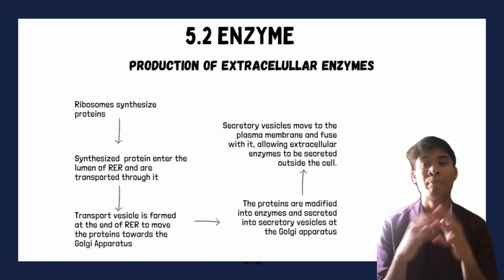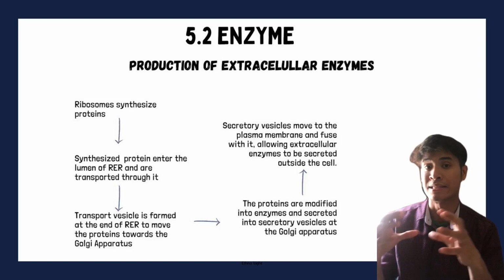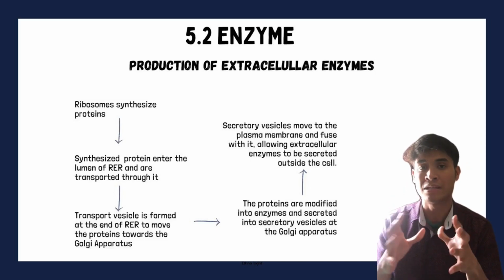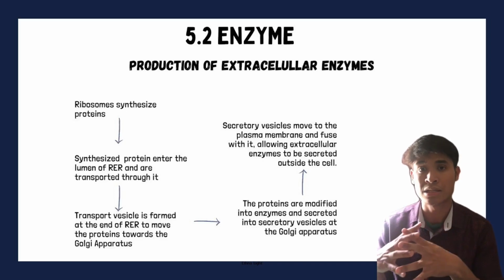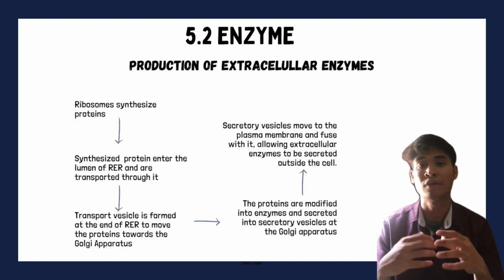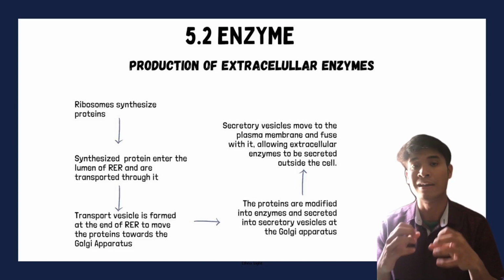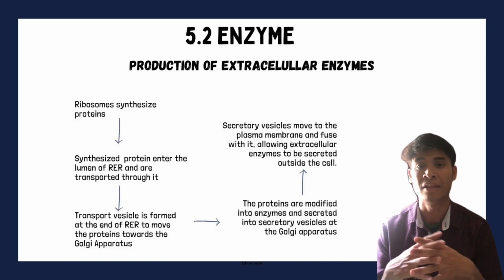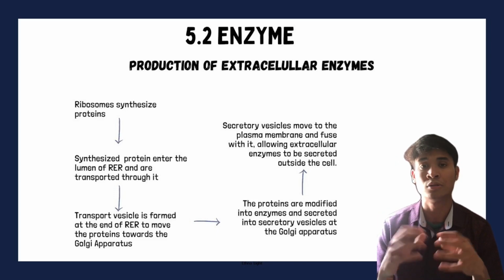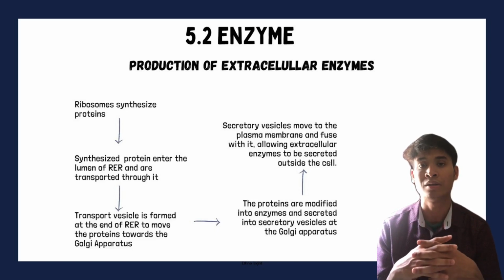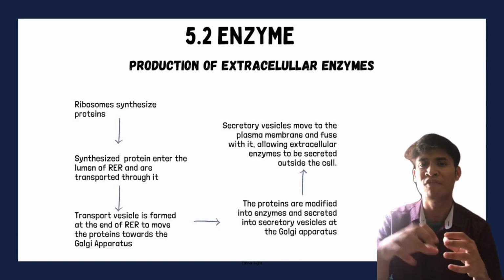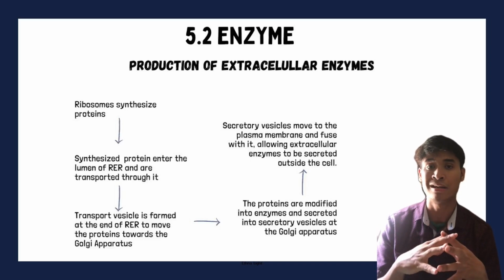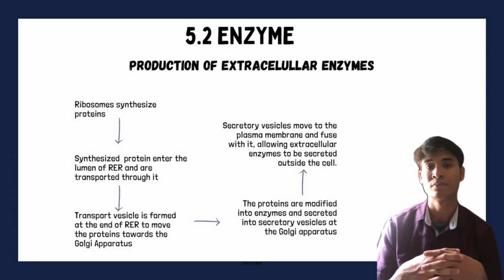Let's go. Production of extracellular enzyme starts when ribosomes produce specific proteins, synthesized into the lumen of the rough endoplasmic reticulum and transported through it. Then, a transport vesicle is formed at the end of the RER to move the proteins towards the Golgi apparatus. The proteins are modified into enzymes and secreted into secretory vesicles at the Golgi apparatus.